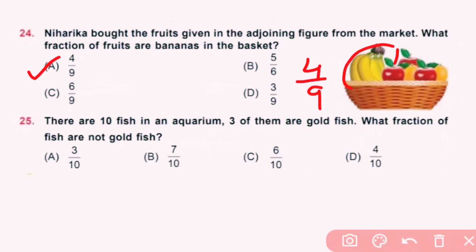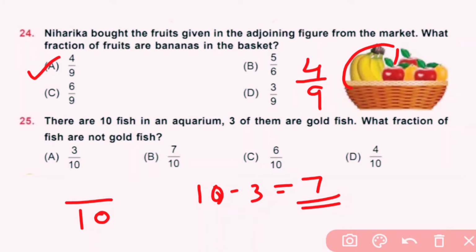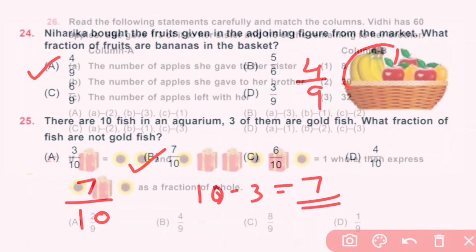Question number 25. There are 10 fish in an aquarium. 3 of them are goldfish. What fraction of fish are not goldfish? So total fish are 10 and out of 10, 3 are goldfish. Means remaining 7 fish are not goldfish. The fraction of fish that are not goldfish are 7 by 10. So here B is correct answer.